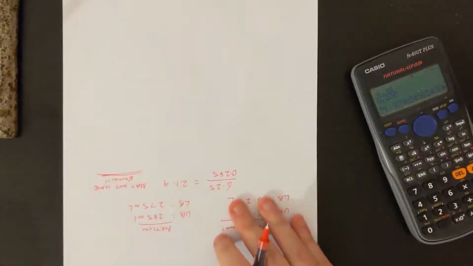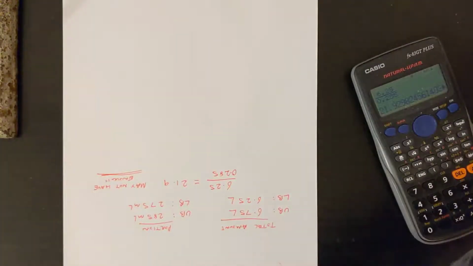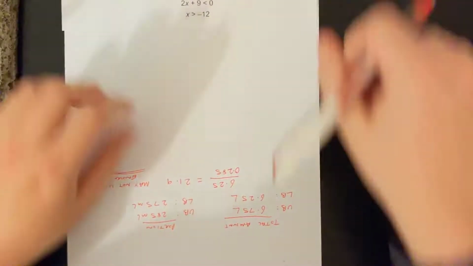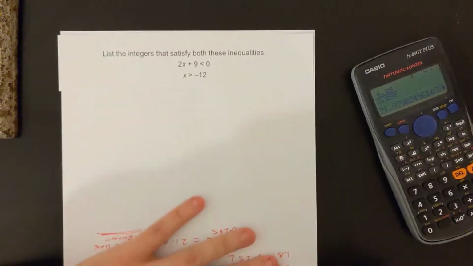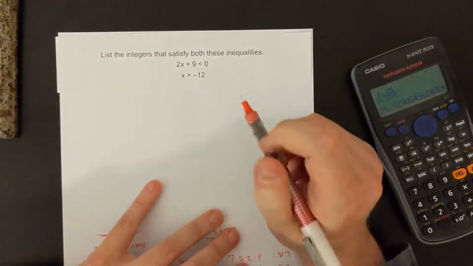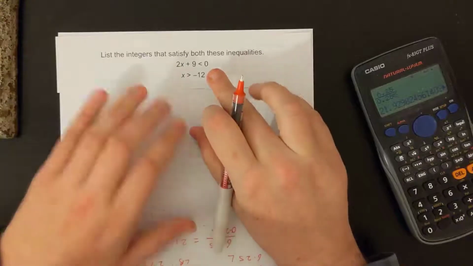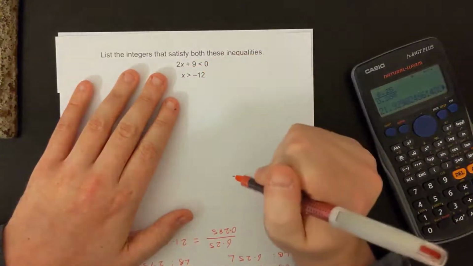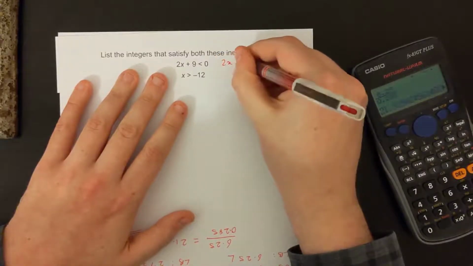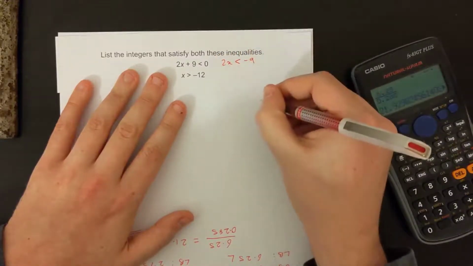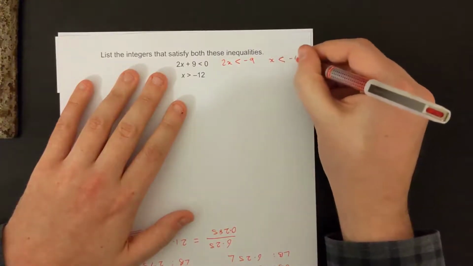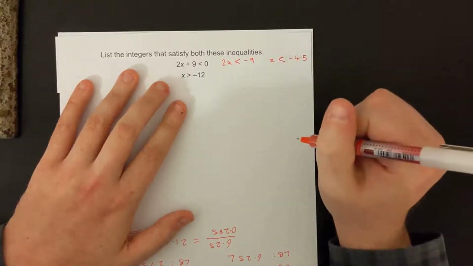The third question I want to look through looks at inequalities. List the integers that satisfy both of these inequalities: 2x plus 9 is less than 0, x is greater than minus 12. So to help me think about this, I'm going to rearrange my top inequality. I get 2x is less than minus 9 because I subtract 9 from both sides, and then I get x is less than minus 4.5.